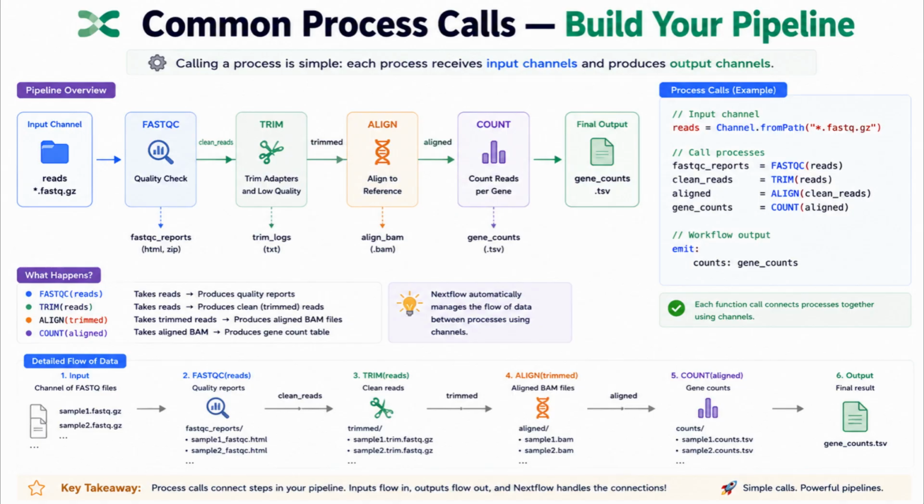Calling a process is simple. FASTQC sends reads into FastQC, then trimming, alignment, and counting can follow. Each process receives input channels and produces output channels, building a complete analysis pipeline.